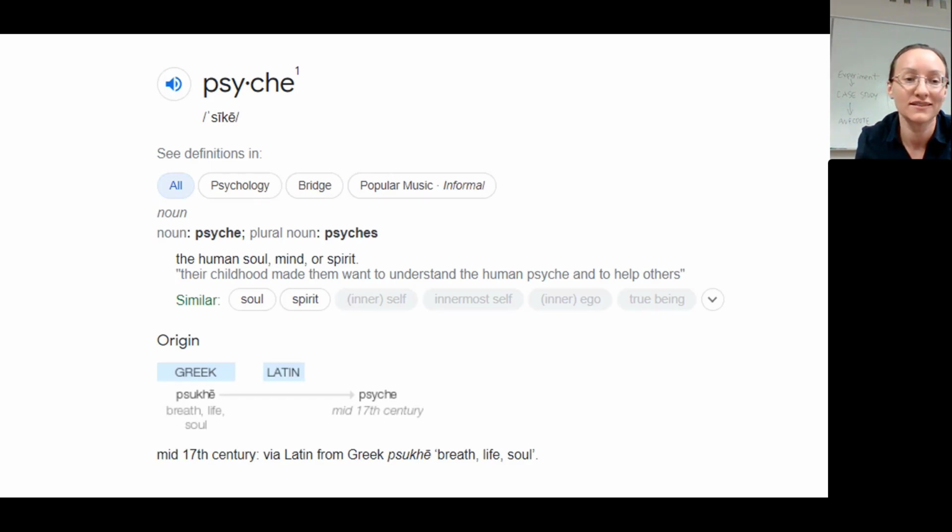So the psyche is the human soul, mind, or spirit. Psychology is a science, and we're talking about souls. Philosophers spent hundreds of years trying to figure out the difference between the mind and the soul, and whether this is connected to the brain, or can it be independent from the body? I think there could be many theological views of what a soul is.